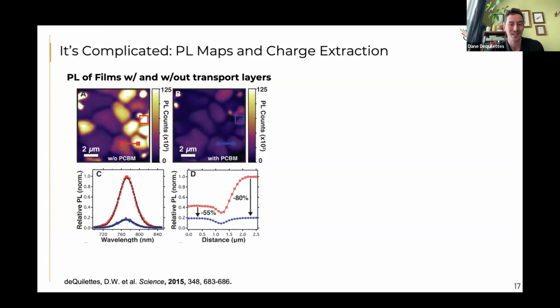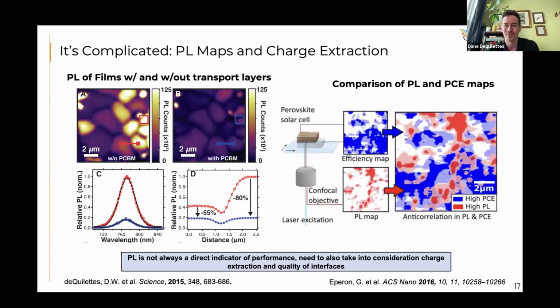So that's interesting because that should suggest that these regions have different device performance. And actually, Giles, and I don't know if he's on the call or anything, had done a lot of follow-up work on this, actually using photoconductive AFM and correlating photoluminescence maps with power conversion efficiency maps.